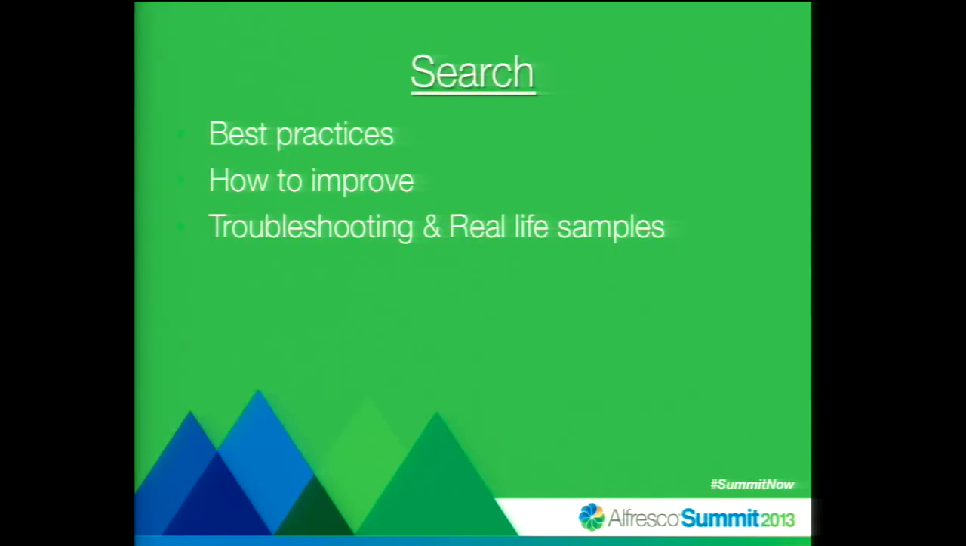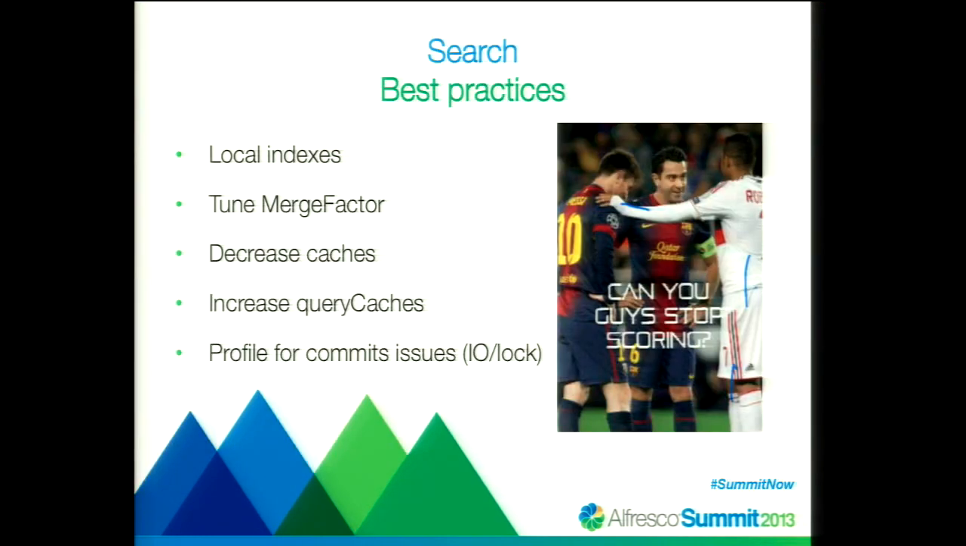Talking about search in the next slide. So again, the same pattern: best practices, how to improve, troubleshooting, and a real life sample. So the best practices, again: use local indexes, tune the merge factor, but be aware that the merge factor should be decreased here in order to get faster results, as opposed to indexing where you should increase it to get faster results. You need to decrease the caches, especially if you are running a version before 4.1.4, as I said before. Increase your query caches and profile for commit issues, which I mean by IO locks.